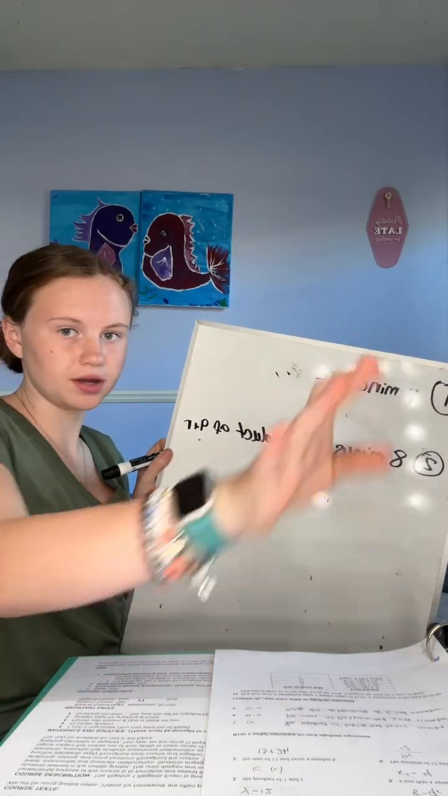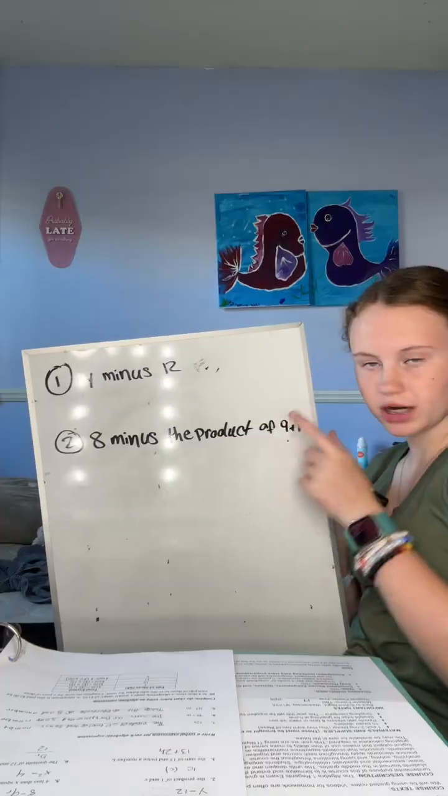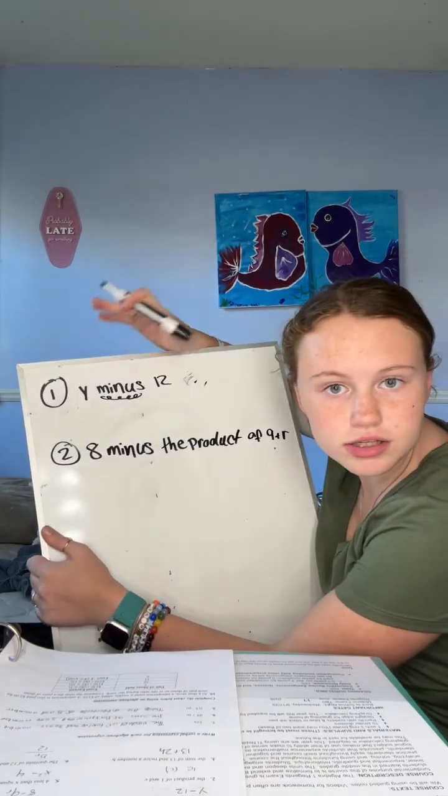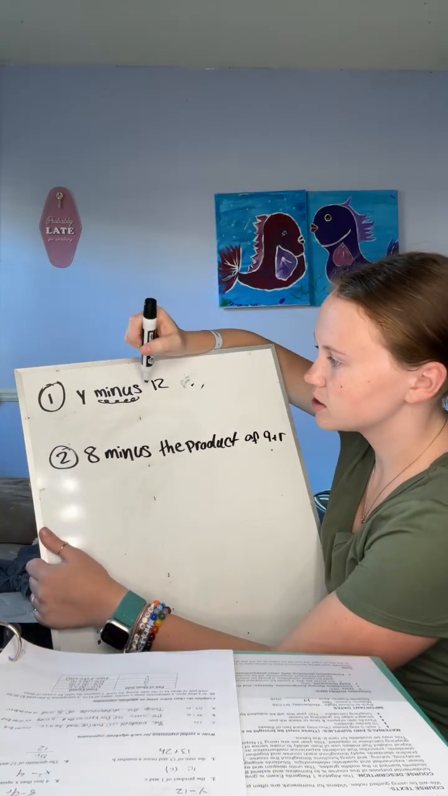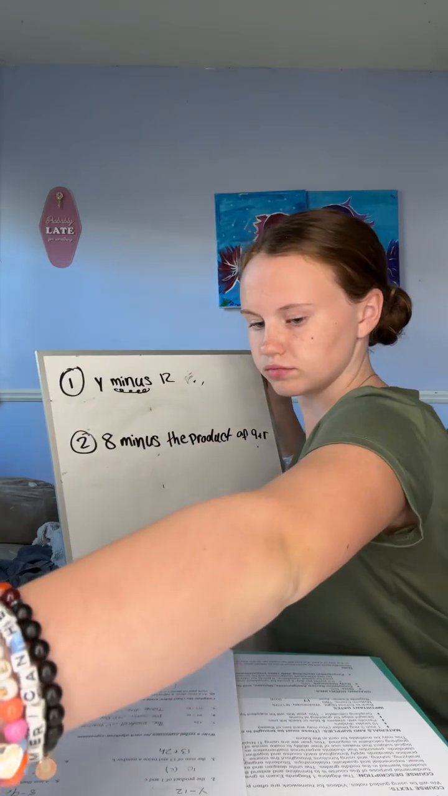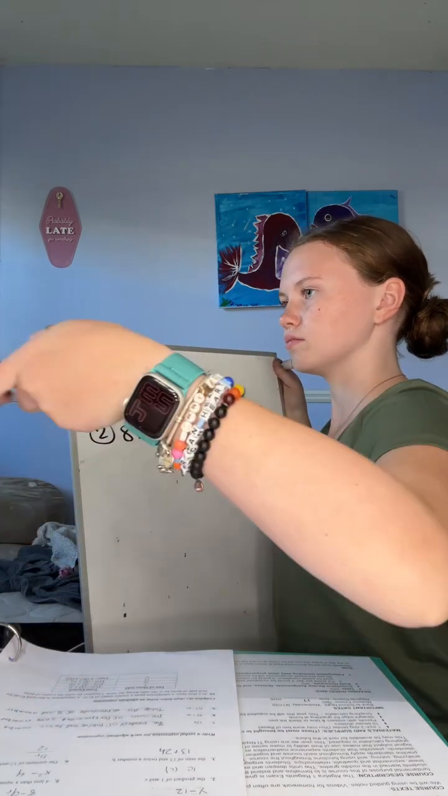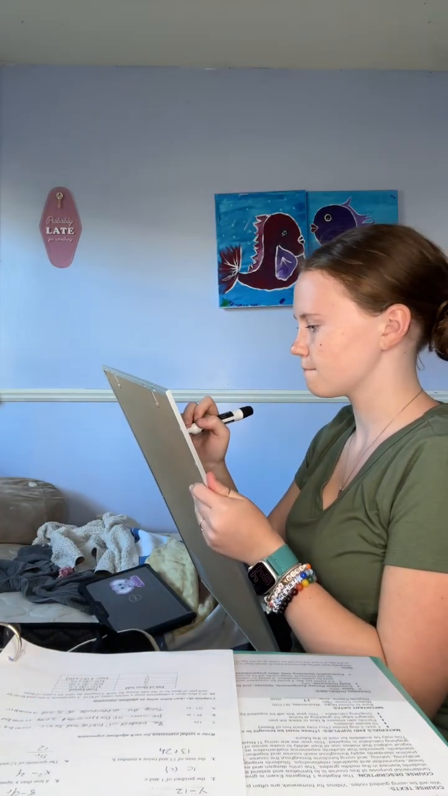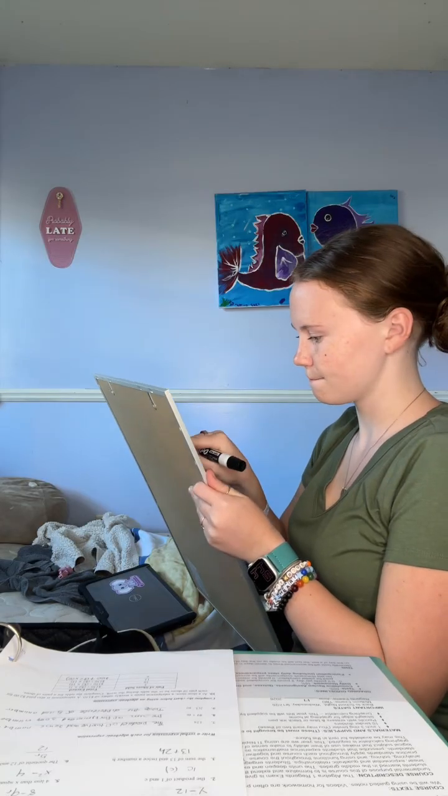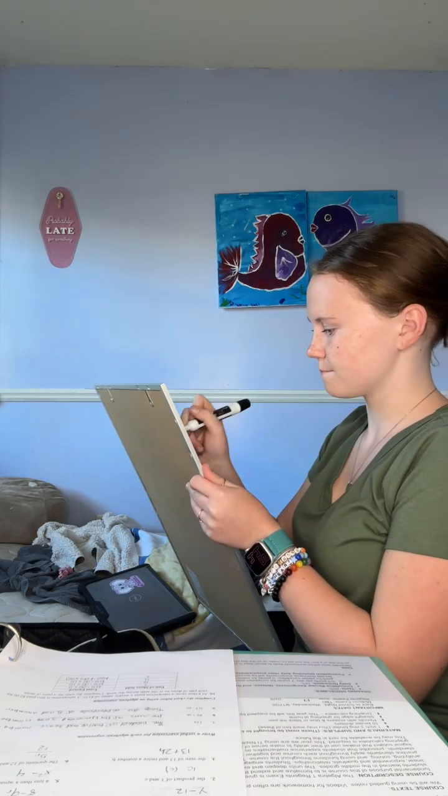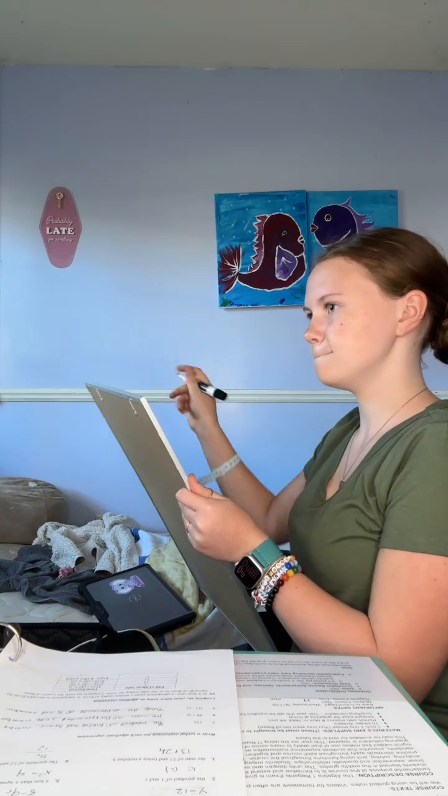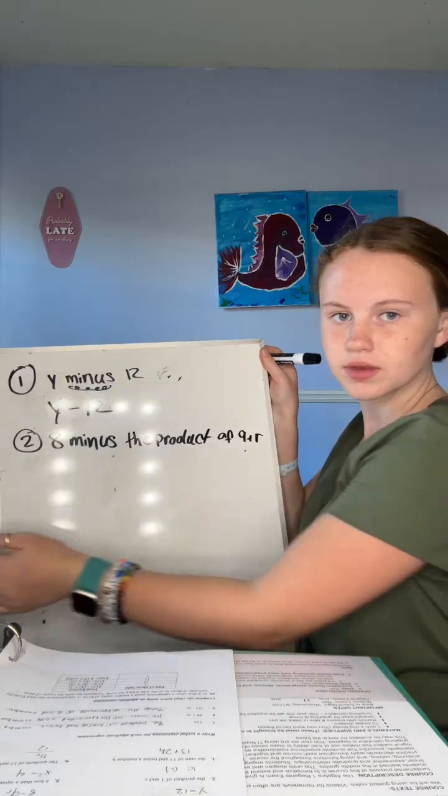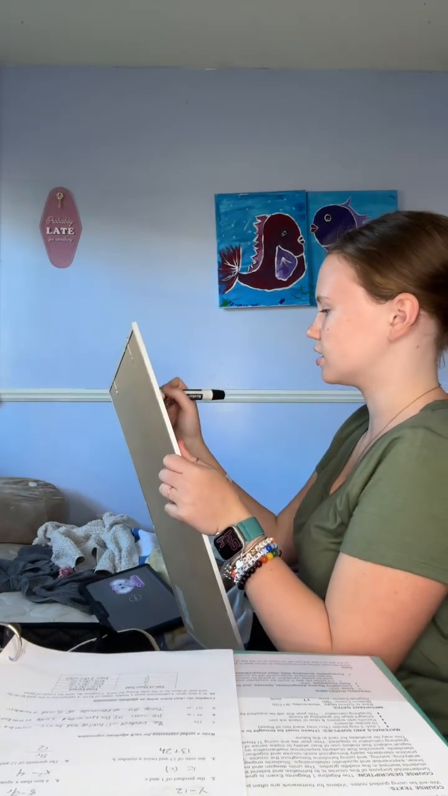We're going to start up here with y minus 12. Your key word here is going to be minus. That means that you're going to subtract. So it's going to be y subtracted by 12, or 12 subtracted by y. So you're going to write it just like this. And of course, circle our answer.